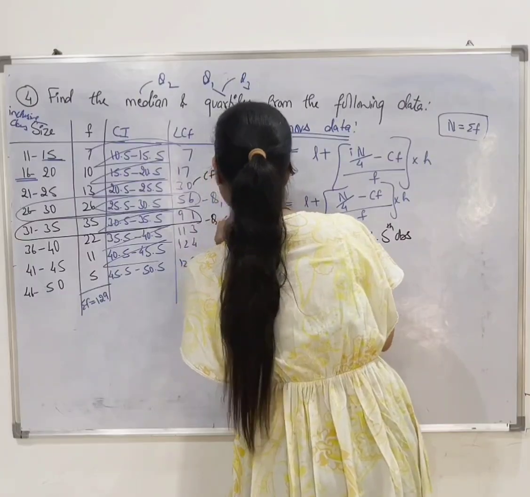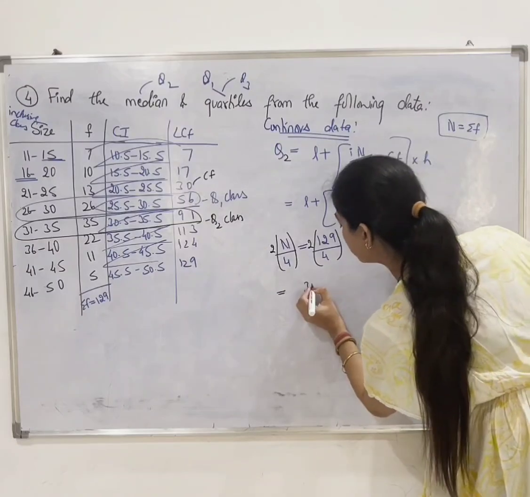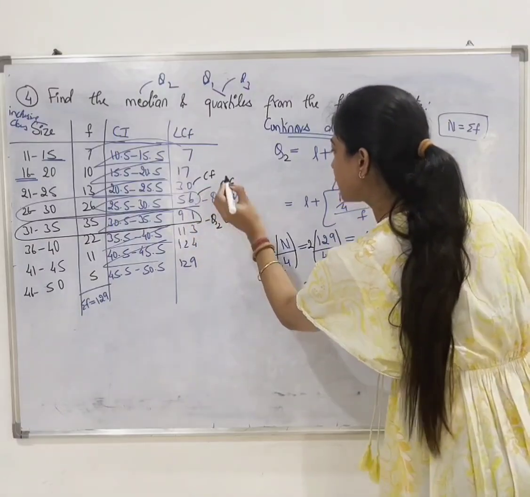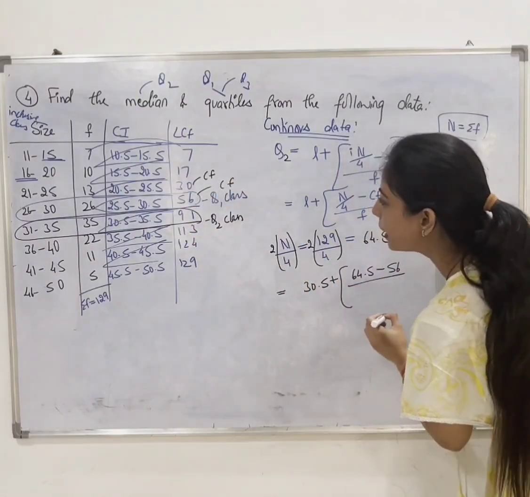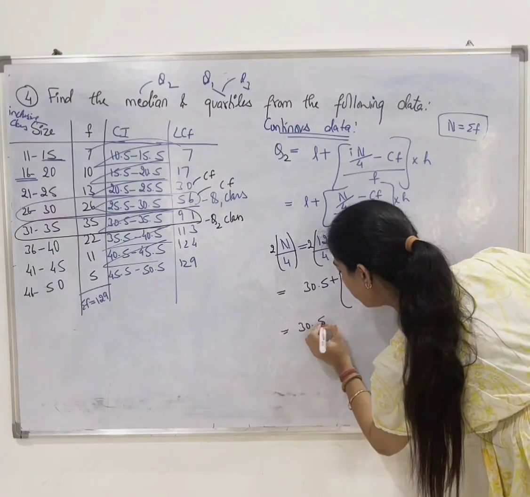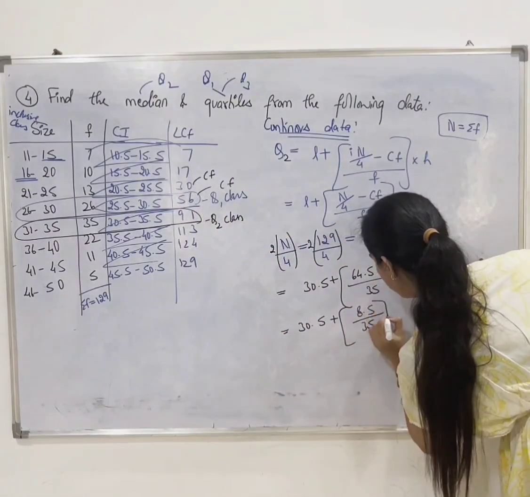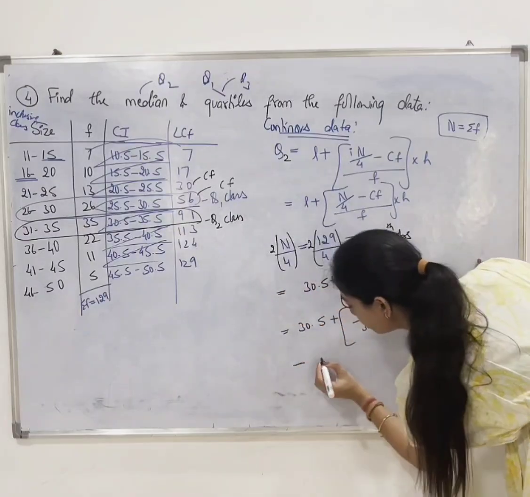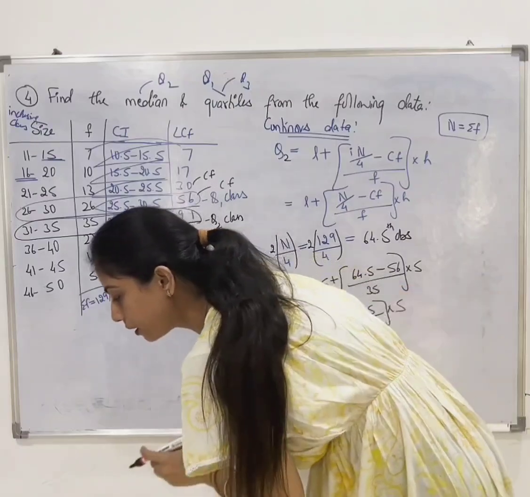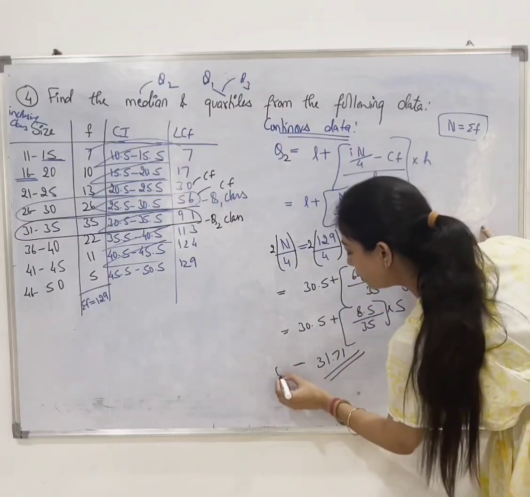Let us substitute all the values from here. So which is 30.5 plus 64.5 minus the preceding CF, which is nothing but 56, divided by 35 into 5. Now 30.5 plus 8.5 by 35 into 5. The final answer is 31.71. So this is the answer for Q2.